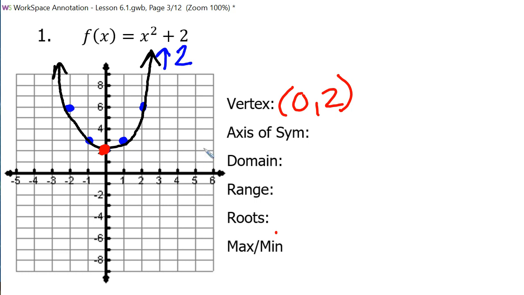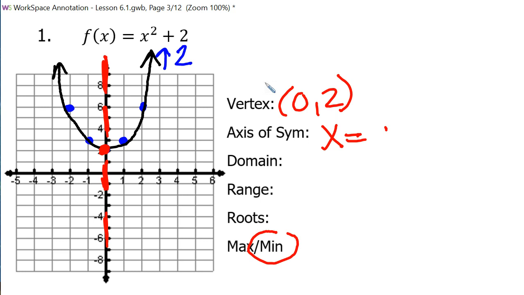Axis of symmetry has to go through that vertex. I'm going to draw in my axis of symmetry. You don't have to. And this axis of symmetry is going through what axis? It's the y-axis, but it's going through the x-axis at what number? 0. It is the x-axis at 0.